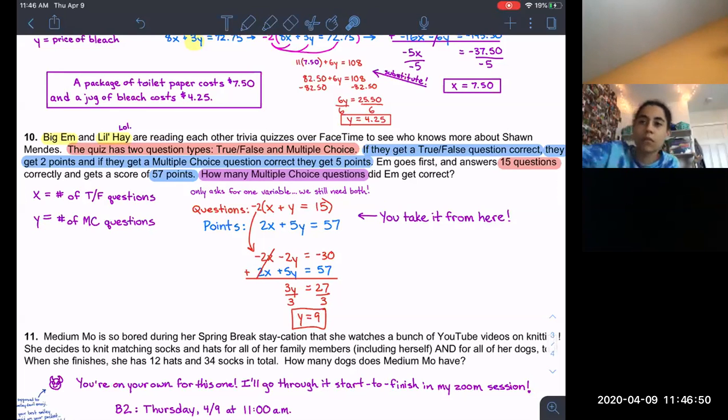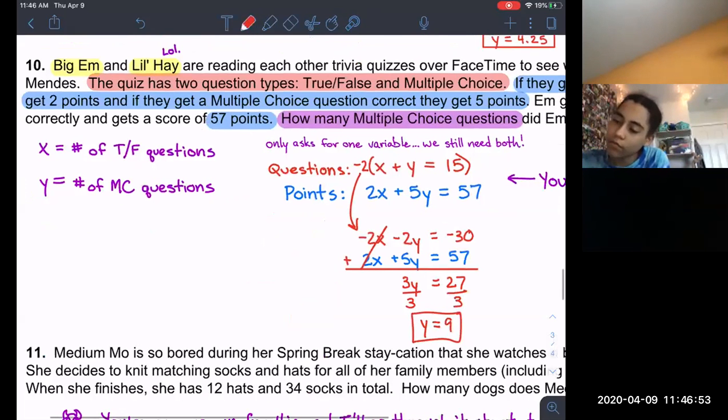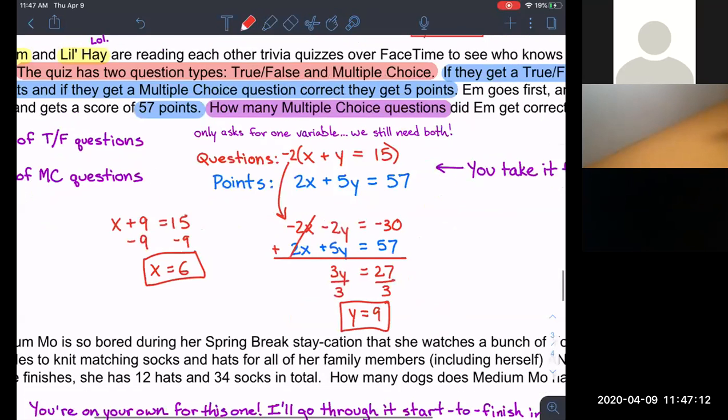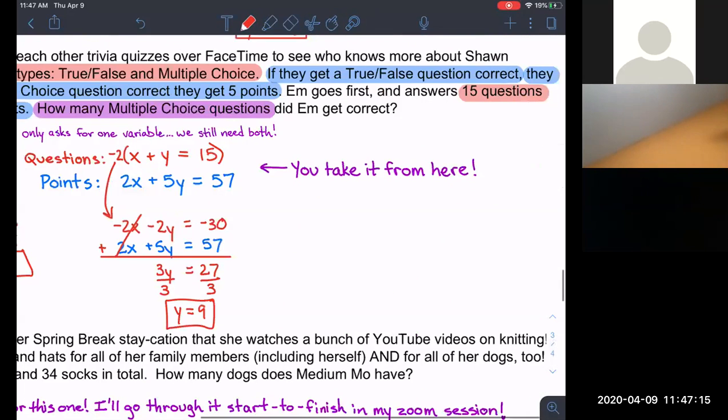So we could go on. The math is super simple here. To find the number of true false questions, we would just plug a 9 in for y in that top equation. And then when we, whoops, I'm getting ahead of myself here. When we subtract 9, we get x equals 6. So if there were 9 multiple choice questions, then there must have been 6 true false questions. But the problem never asked that to begin with. So all we have to do is answer the question. How many multiple choice questions did N get correct? We would say N got 9 multiple choice questions correct.